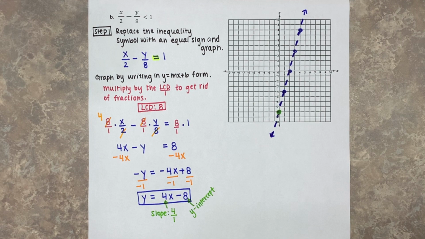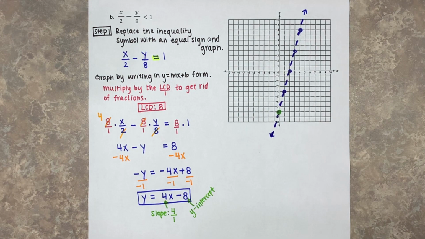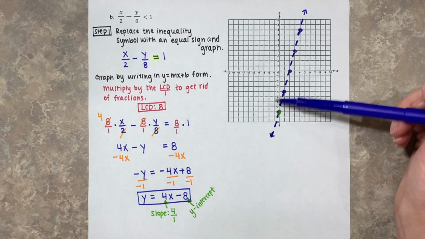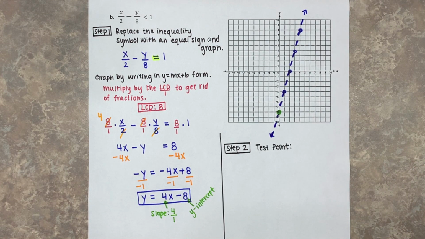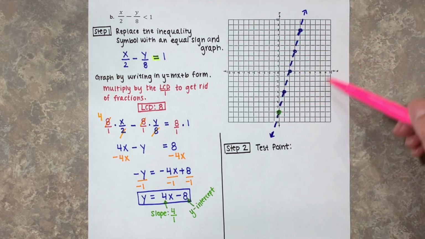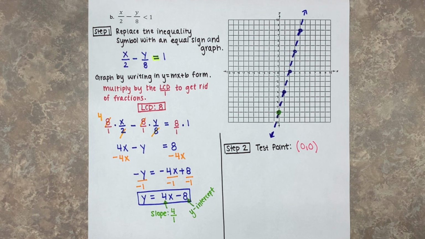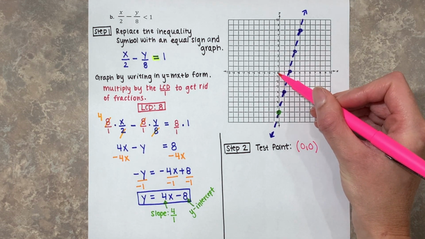Now, remember, when you're graphing problems involving inequalities, you also have to shade. So step 2 is going to help us decide, do we shade on this side of the line or on this side of the line? For step 2, we pick a test point. The test point can be absolutely any point that doesn't lie on the line, but the easiest point to pick is 0, 0. And you can pick 0, 0 as long as that point does not lie on your line.